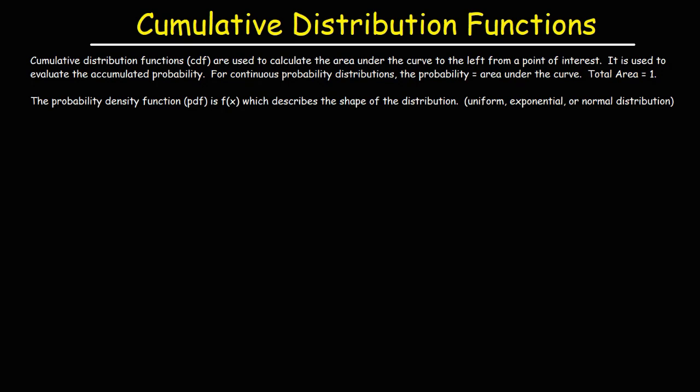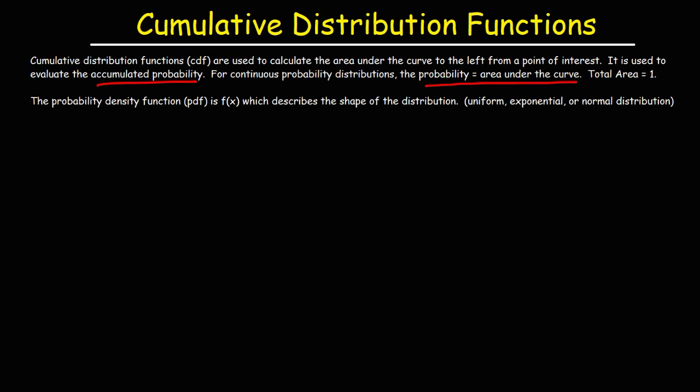In this video, we're going to talk about cumulative distribution functions. The cumulative distribution function, or CDF, is used to calculate the area under the curve, specifically the area to the left of some point of interest. These functions are used to calculate the accumulated probability. Keep in mind, whenever you have a continuous probability distribution, the probability is equal to the area under the curve. And since the maximum probability is 1, the total area under the curve will be 1 as well.